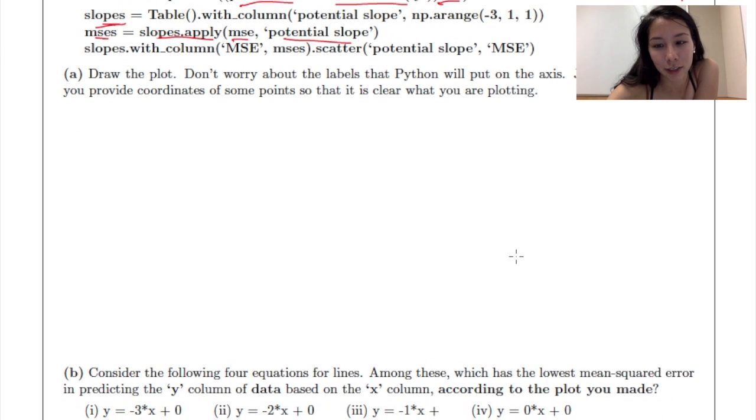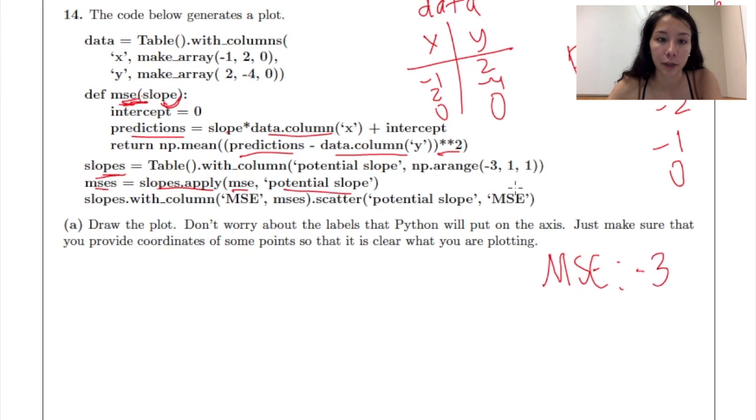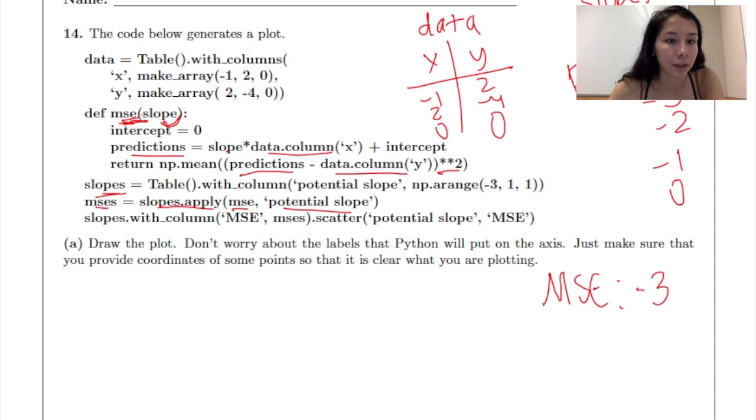And when I did this, I actually took a long time calculating out every MSE, so I'm probably just going to calculate out one and then give you guys the rest of them. So let's do the mean squared error for -3. The potential slope that we're putting into MSE is -3. So we look in here and we see intercept is 0. Predictions is going to be the slope, which is -3, times data column x plus intercept, which is 0. So -3 times -1 is 3. -3 times 2 is -6. -3 times 0 is 0.